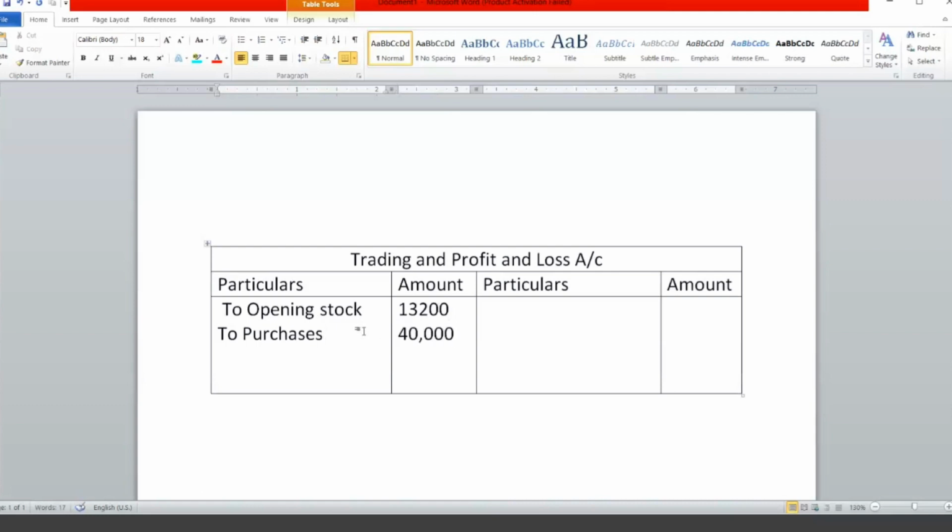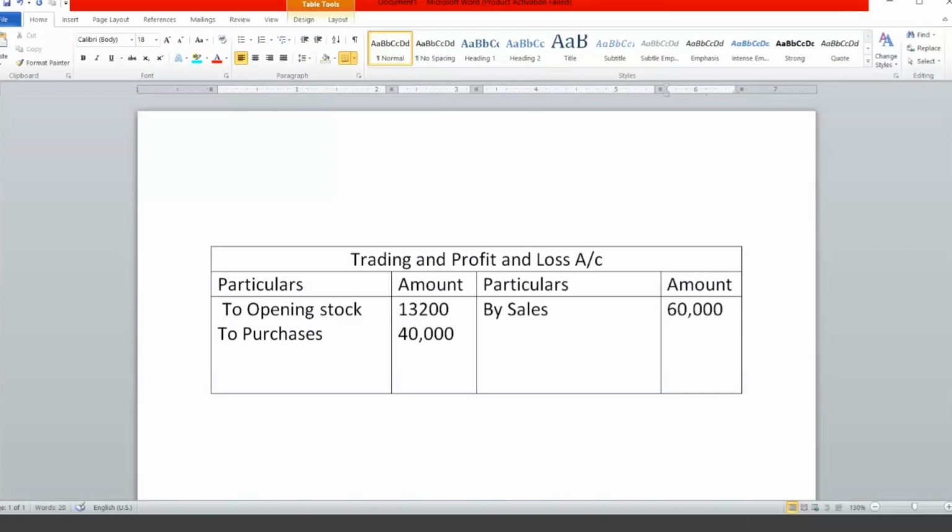Next, any returns are there? If you have any returns, let us subtract. I don't think you can find any returns. Directly, we can move on to the sales. Write down on the credit side by sales. What is the amount? Sales is 60,000.